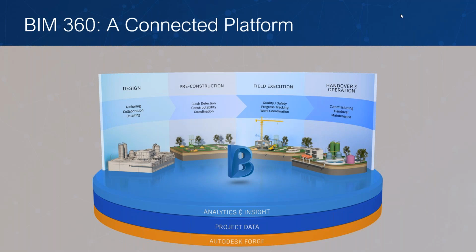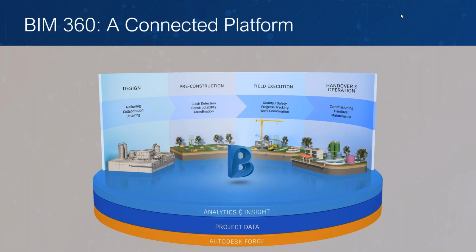The next stage is the pre-construction stage. In the pre-construction stage, the wider BIM 360 portfolio also has capabilities which could do constructability checks for an EPC plant project. It could do a coordination check. It could even do clash checks on your EPC or plant project.